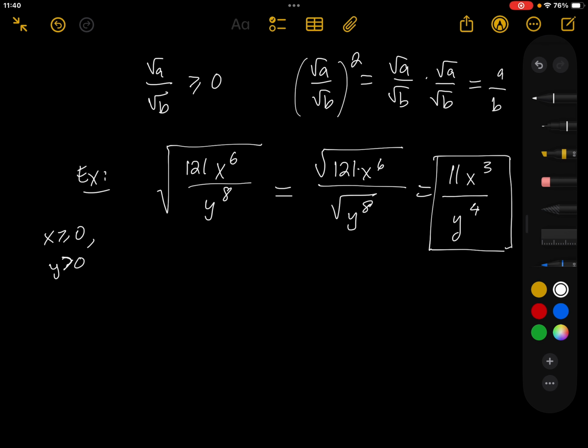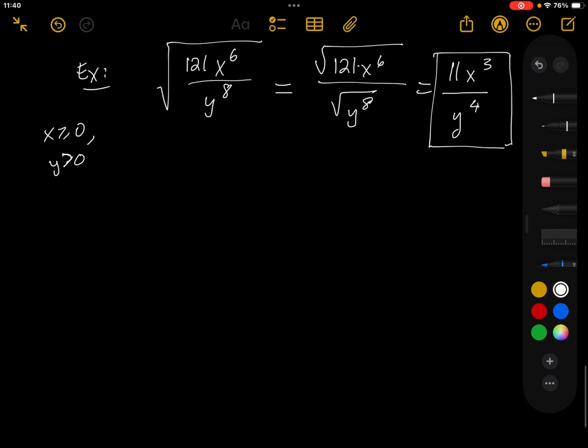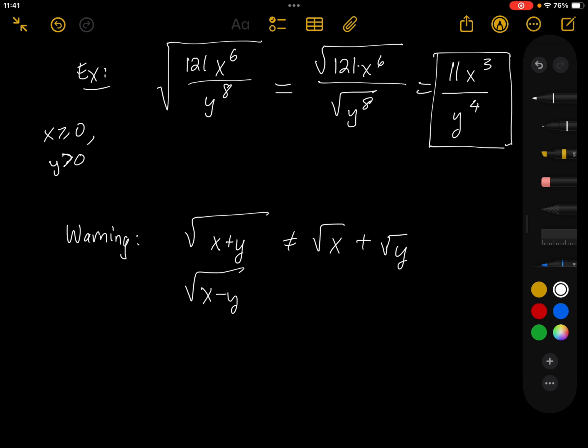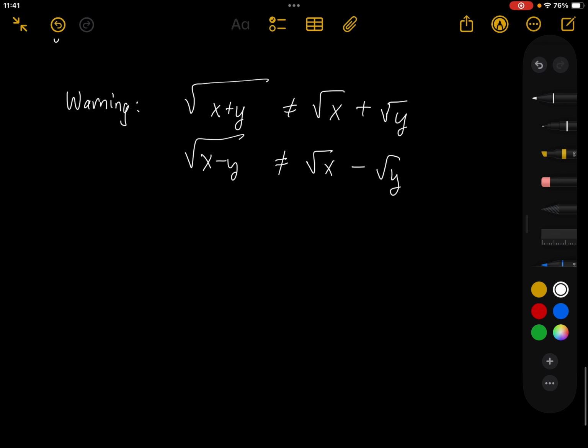All right. Maybe one last thing before we go is a warning. If I have the square root of x plus y, that's not equal to the square root of x plus the square root of y. And if I have the square root of x minus y, that is not equal to the square root of x minus the square root of y. Let's just do some examples to see why these two are not equal. And when we say that they're not equal, we mean that they're not always equal. Now, there might be certain values of x and y that make the left-hand side equal to the right-hand side.